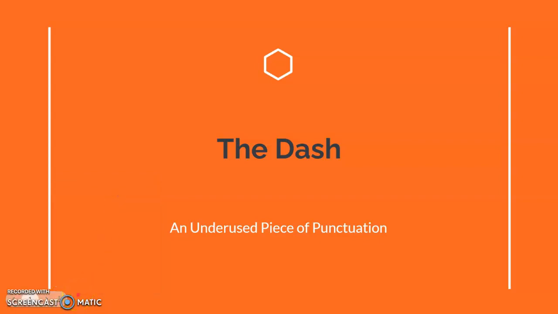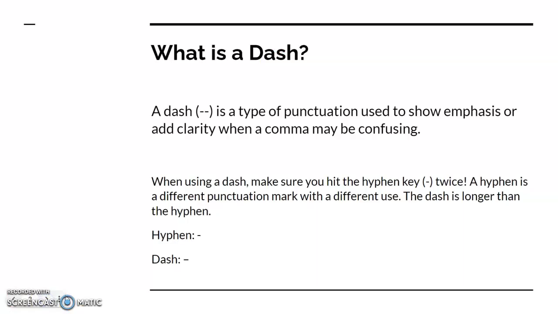In this video, I'm going to explain how to use the dash. So the dash is basically a type of punctuation that's used in place of a comma to show either emphasis or clarity.